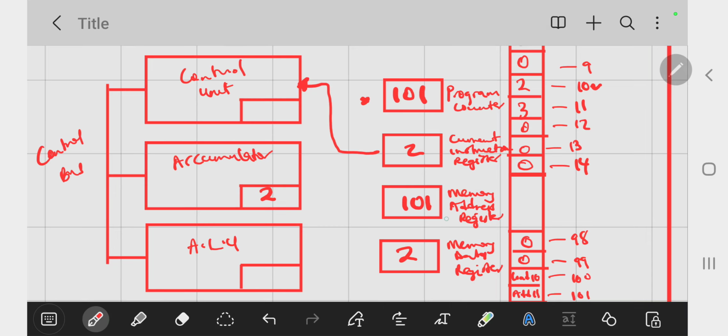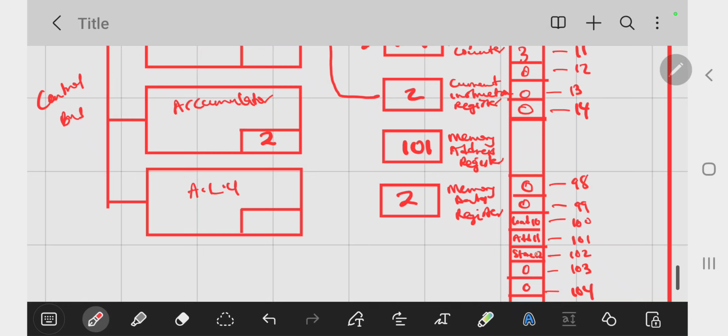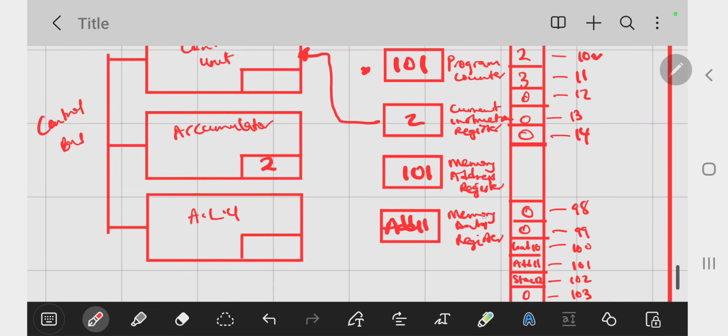And then from there, the content of that memory address, which is in this case an instruction add 11, is going to be stored in the memory data register. So in here we're going to have add 11 like this. Then immediately that happens, this is now passed on to the current instruction register. So in the current instruction register, you are going to have this add 11.